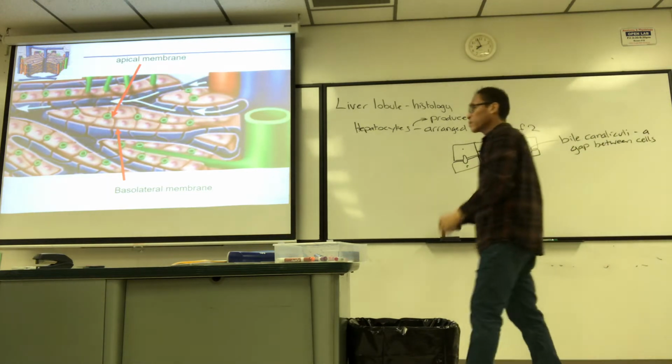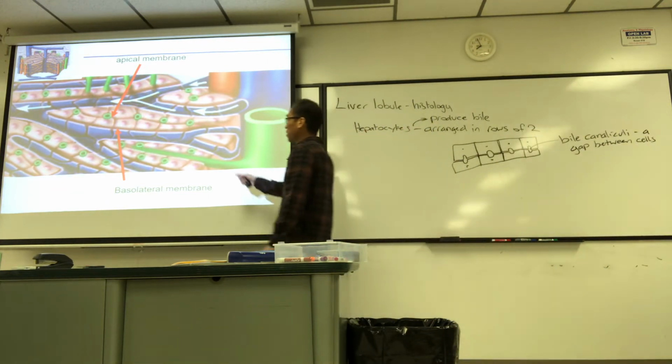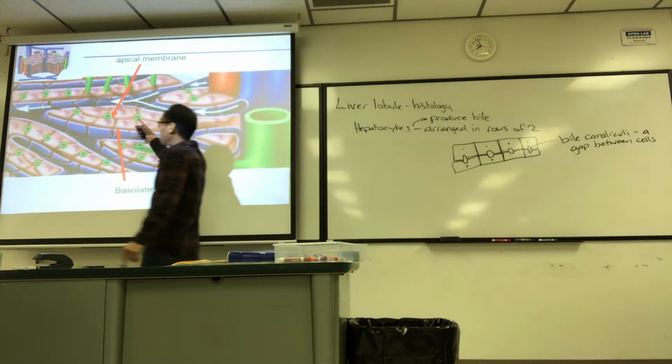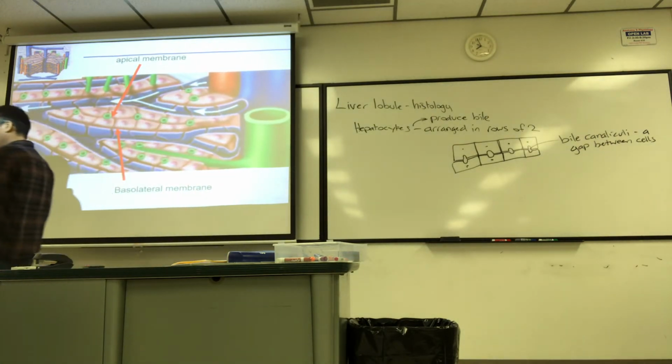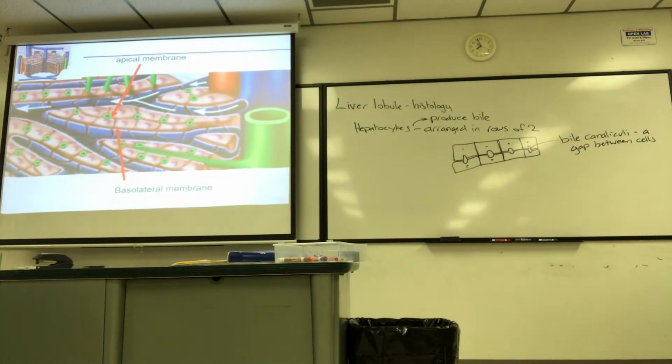On the picture, it's these green structures. However, I don't like how they're illustrated. My understanding is that it's just a gap between the cell membranes of the hepatocytes. It's not a duct. Here it appears to be a separate duct structure, but that's not my understanding of how it really is. But anyways, you still have to know bile canaliculi.